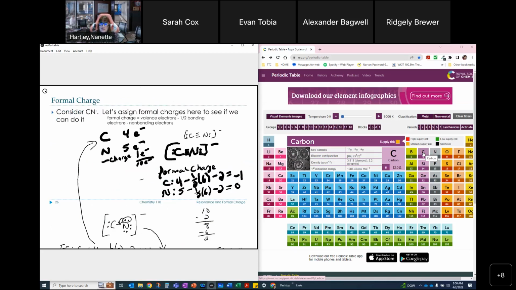Now, questions about formal charge, how we calculate it, how we assign it, how we look at it.